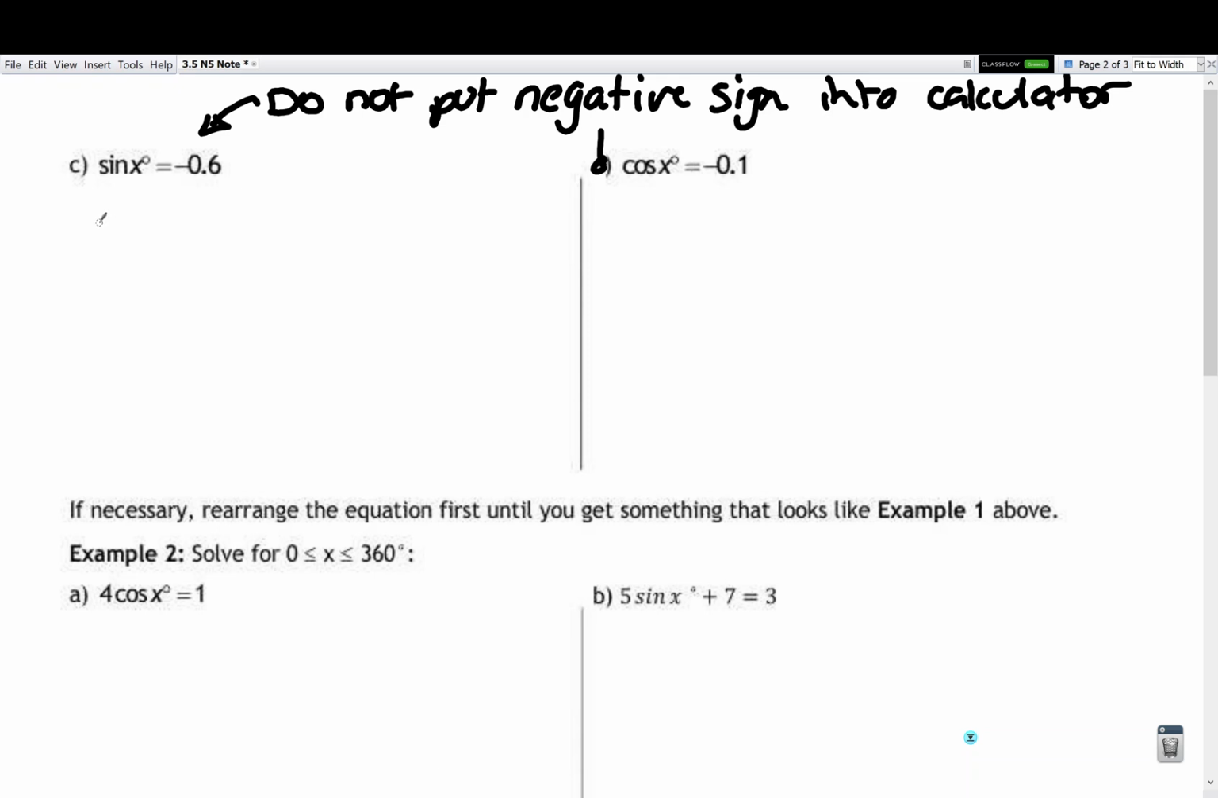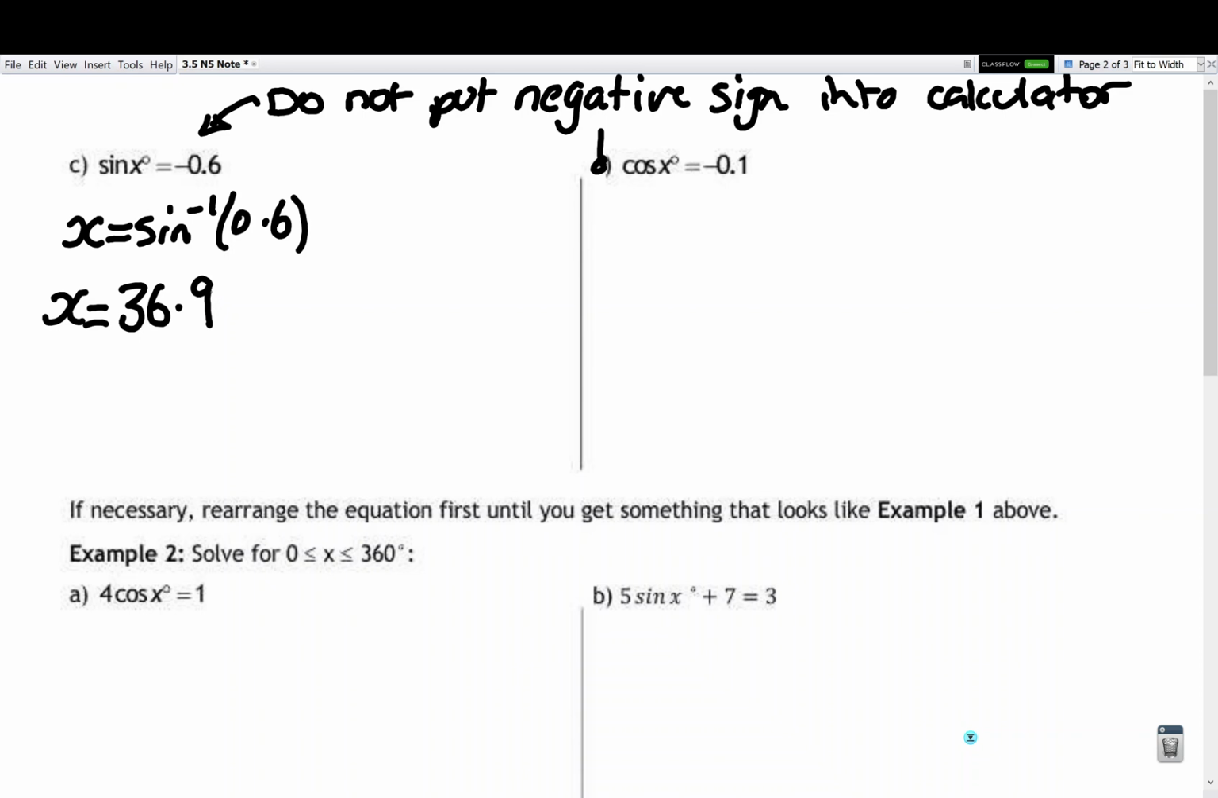So what we're going to do in our calculator first of all is get the acute angle for sine of x equals minus 0.6. We're going to say that x is equal to the inverse sine of only 0.6. Don't put the negative in. We'll just get our acute angle there. So x is equal to the inverse sine of 0.6, and we get a value of 36.9 if we round to one decimal place.